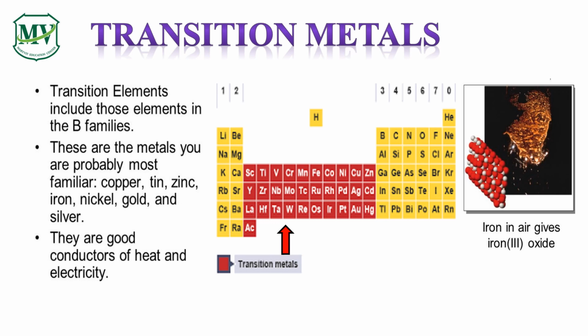Wonderful! We have scandium, titanium, vanadium, chromium, manganese, zinc, cobalt, nickel, and the rest of the elements highlighted in red are all transition metals. Iron in air, which gives iron oxide, is also an example of a transition metal. In other words, all elements that you see in the middle of the periodic table are transition metals.